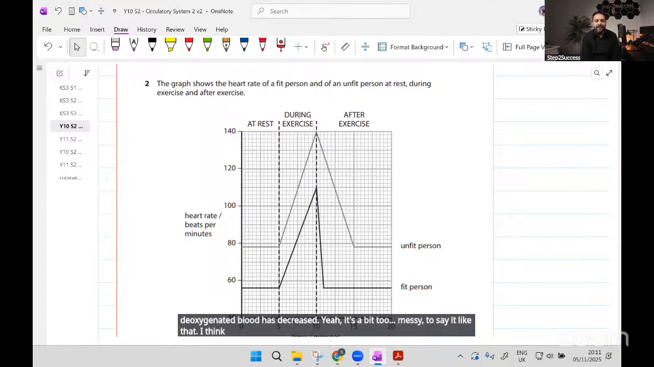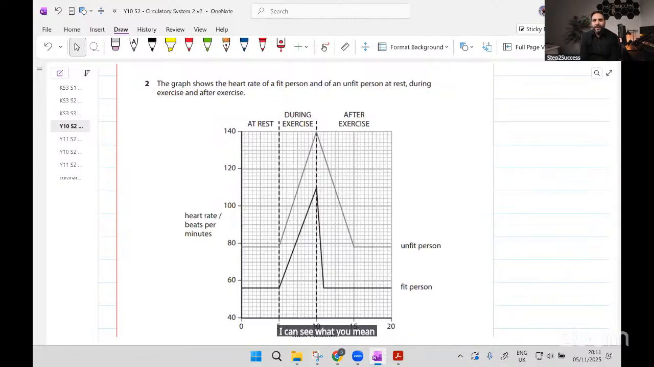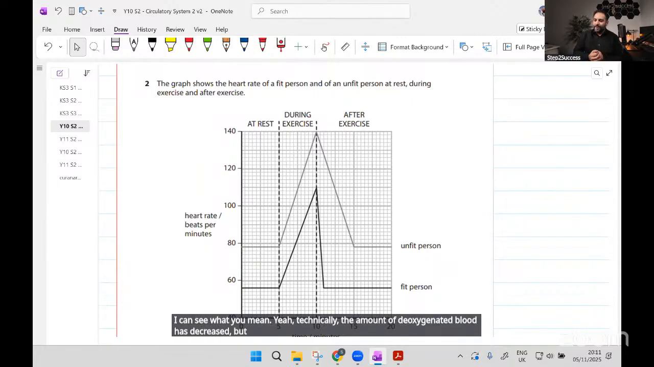I think you need to say the amount of carbon dioxide has decreased, and then the amount of oxygen has increased. I can see what you mean. Yeah, technically the amount of deoxygenated blood has decreased, but the mark scheme wants you to talk about the actual gases involved.